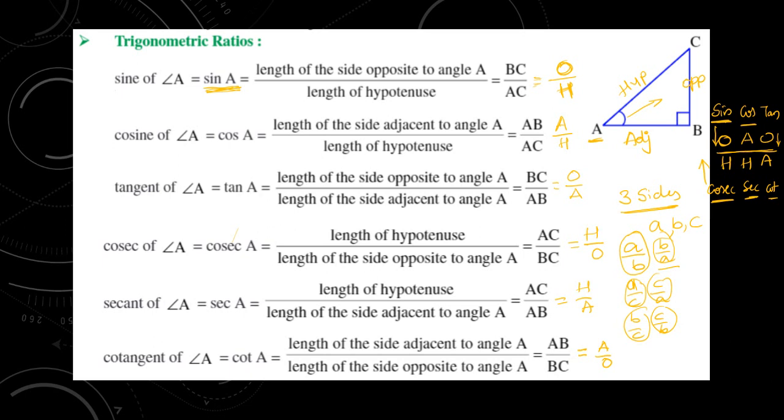secant, and cot. These are nothing but the trigonometric ratios which we have. So totally we have 6 trigonometric ratios. Cos and cosecant are different, so don't get confused, right? These 6 trigonometric ratios and their corresponding definitions you need to remember, right?